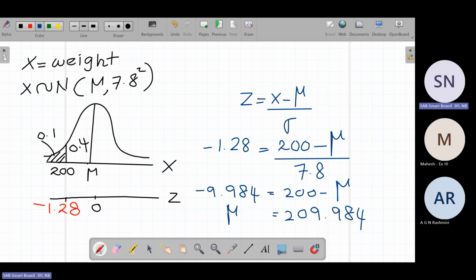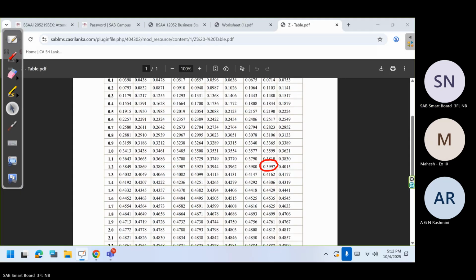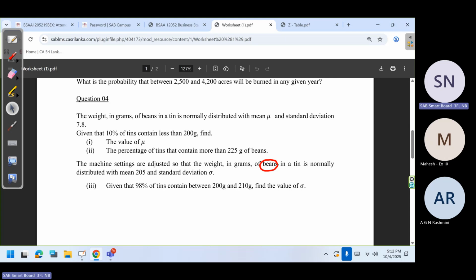Okay, now clear? Then you can try next question. Then second part, how you can do. Then problem number 2 was the percentage of things that contain more than 225 grams. Now you found the mu value. Now using the mu value, you find the percentage value.